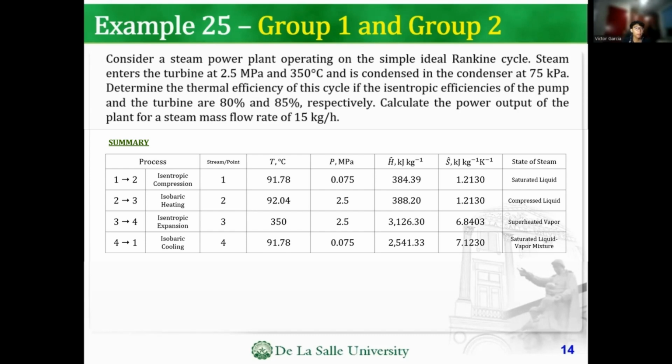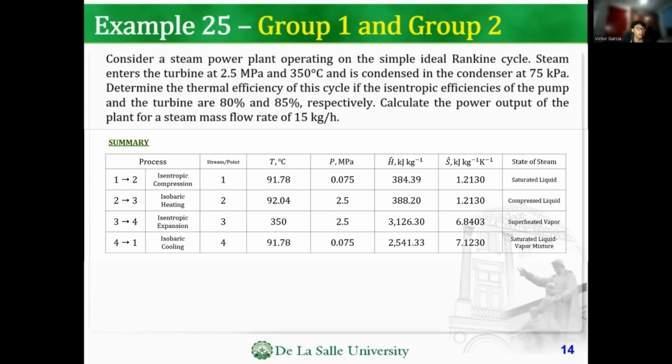In summary, process 1 to 2, isentropic compression, has a temperature of 91.78 degrees Celsius, pressure of 0.075 megapascals, specific enthalpy of 384.39 kilojoules per kilogram, specific entropy of 1.2130 kilojoules per kilogram Kelvin, and a state of saturated liquid. For process 2 to 3, isobaric heating, it has a temperature of 92.04 degrees Celsius, pressure of 2.5 megapascals, specific enthalpy of 388.20 kilojoules per kilogram, specific entropy of 1.2130 kilojoules per kilogram Kelvin, and a state of compressed liquid.